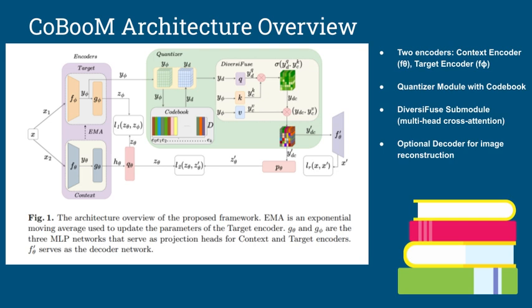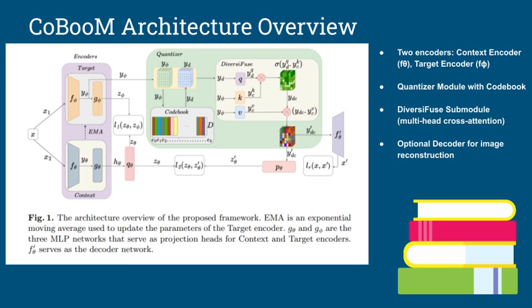High-level framework. So how does CoBooM achieve this? Let's look at its high-level framework. At a glance, the architecture is composed of four main components: two encoders, a context encoder denoted as f theta, and a target encoder denoted as f phi. These process different augmented views of the same image.